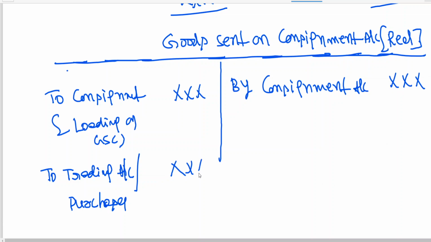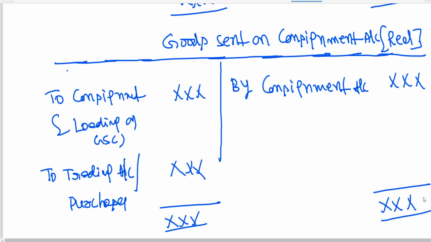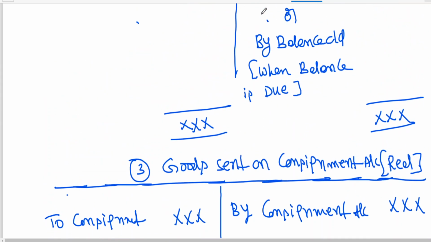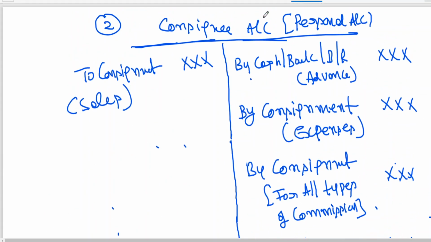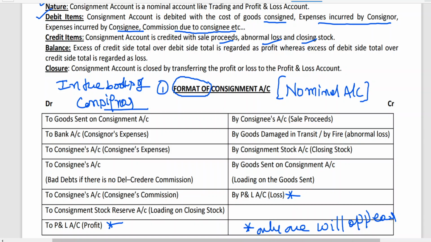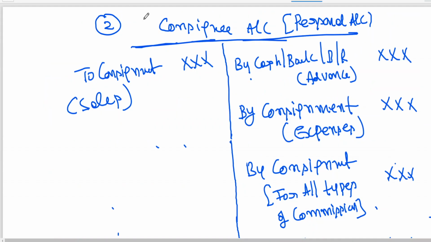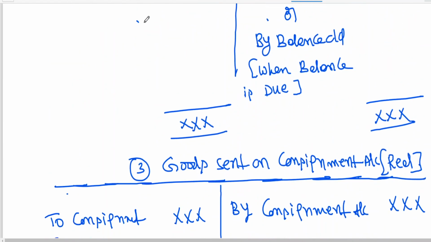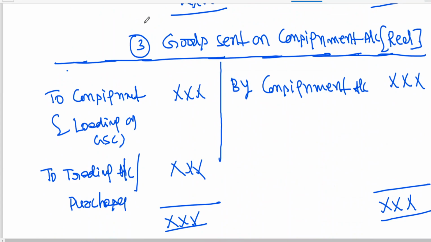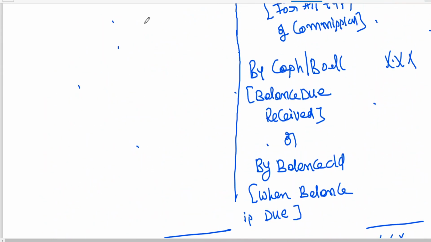These are the 3 accounts you need to open, and if the examination asks you, you open the abnormal loss account. You can open abnormal loss by entries. Clear to all of you? This is how you should be doing the problem. So 3 accounts. First account, consignment account. Second account, consignee account. Followed by the third account, goods sent on consignment account, whose nature is a real account.